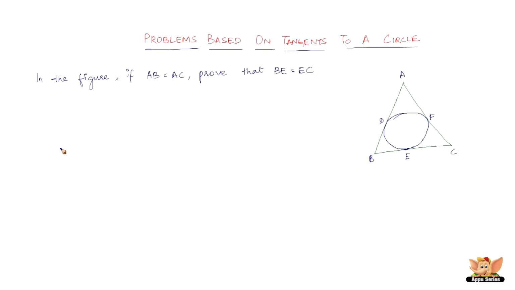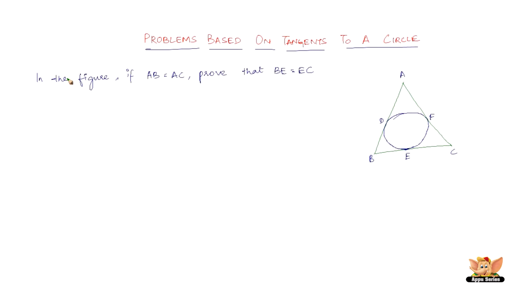In this video, let us solve problems based on tangents to a circle. Now, we've got a problem here which reads like this. In the figure given here, if AB equals AC, prove that BE equals EC. So, a pretty straightforward problem. Let's see how we go about solving this problem.